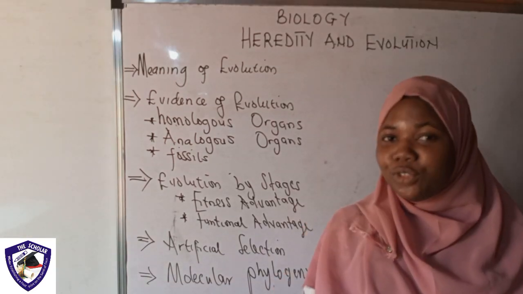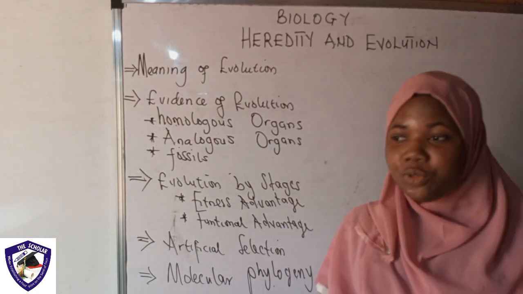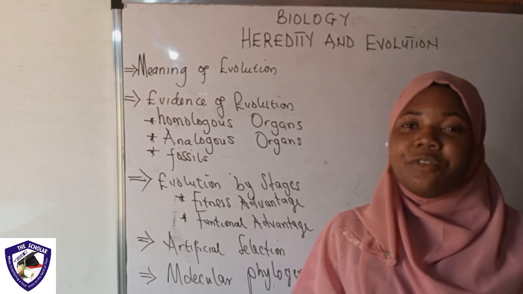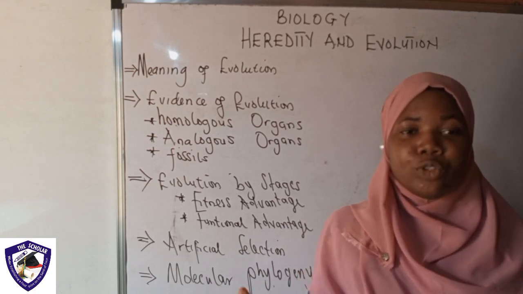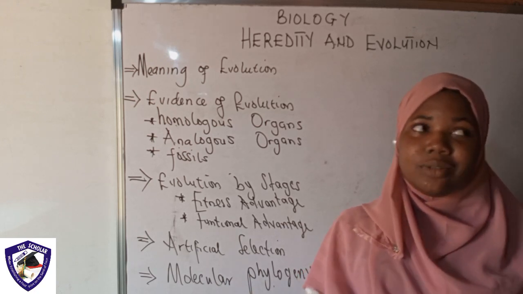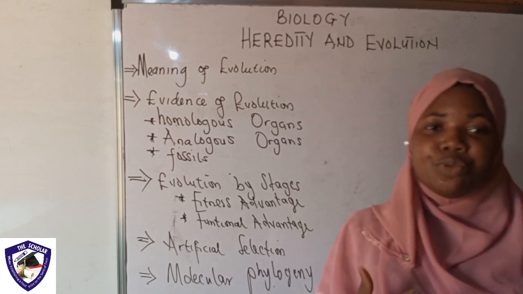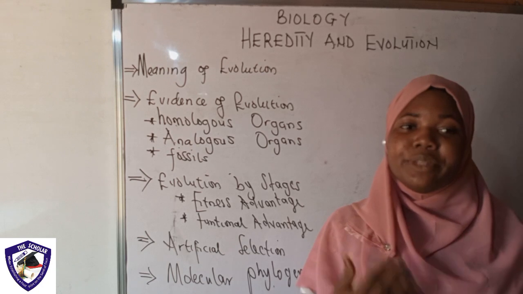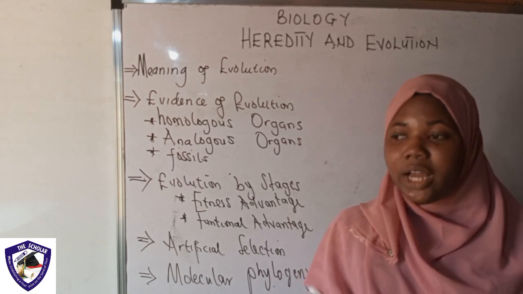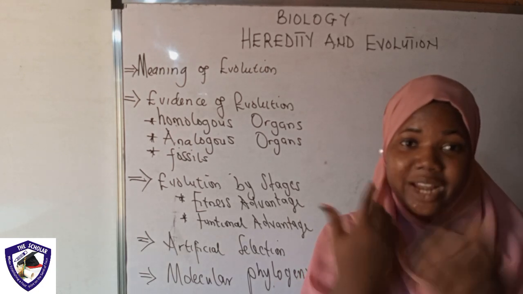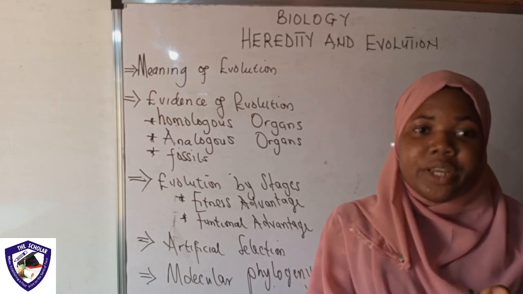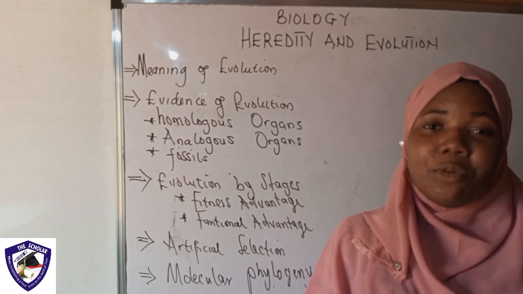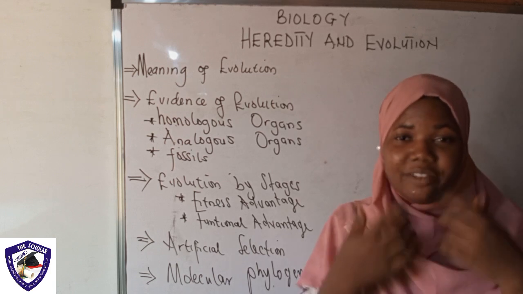Looking at evolution by stages, which is majorly in two aspects, fitness advantage and functional advantage. For fitness advantage, evolution of a complex organ is not a sudden occurrence. It occurs due to minor changes in the DNA. However, it takes place bit by bit over generations. A typical example is the evolution of the eyes: flatworms have rudimentary eyes, insects have compound eyes, while man has binocular eyes.